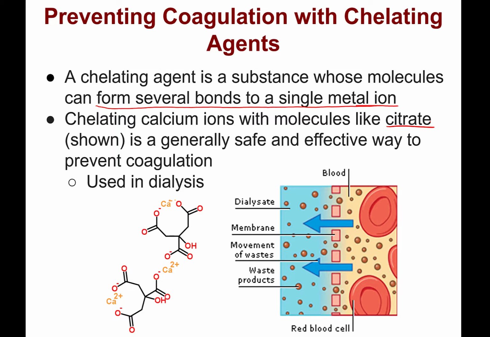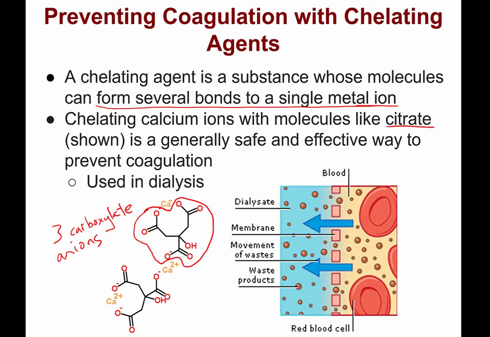Now, how does this work? This is showing it right here. I'll circle the citrate molecule. You'll see that it has 3 carboxylate anions, so that's 3 COO minus groups. Those are able to form bonds, electrostatic interactions, with calcium cations, and so they pull them out of solution, or they chelate them.